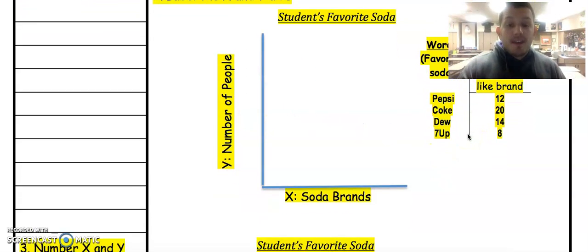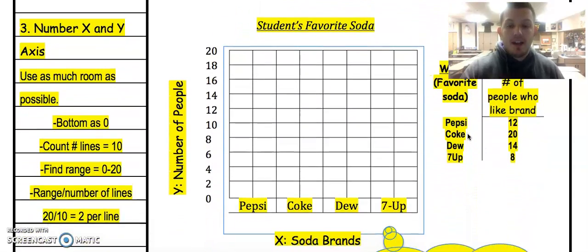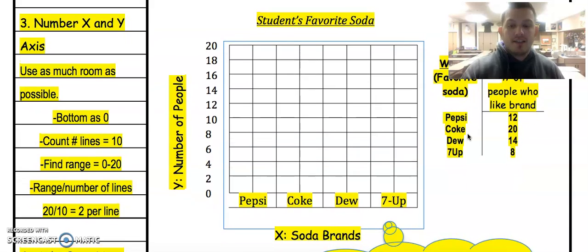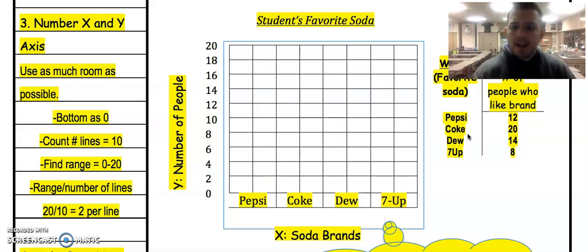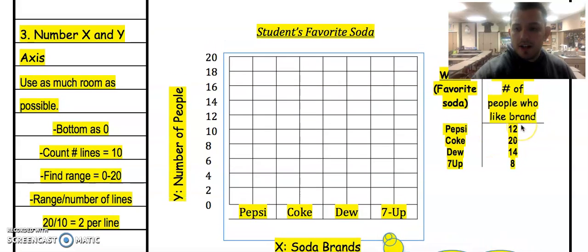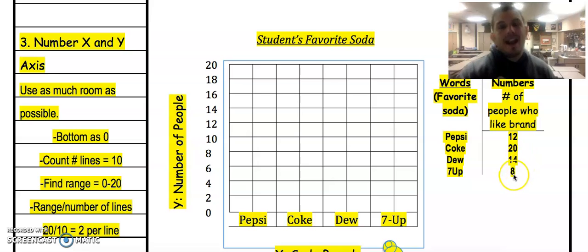The third step now, you have to put your numbers and labels. So I still have all my numbers here. Let's look at the number of people. I look at what's my biggest number, and I look at my T-chart here. I have 12 Pepsi, 20 Coke, 14 Dew, and 8 7-Up. What's my biggest number? 20.